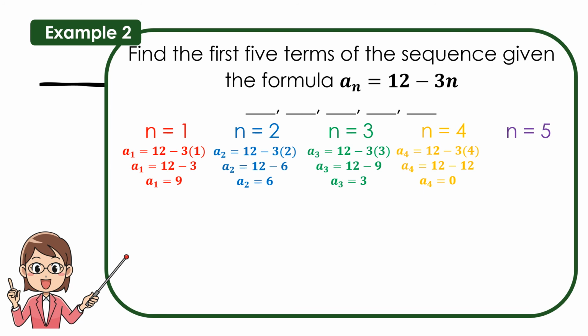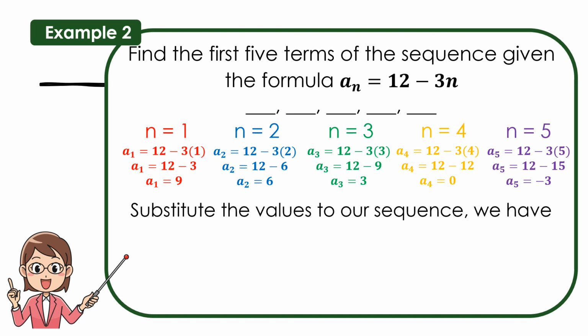Now, lastly, let us proceed with our fifth term, which is n is equal to 5. Substitute the value of n to our formula gives us a sub 5 is equal to 12 minus 3 times 5. Multiply 3 times 5 gives us 12 minus 15. And 12 minus 15 gives us negative 3. Thus, we can say that our fifth term is negative 3.